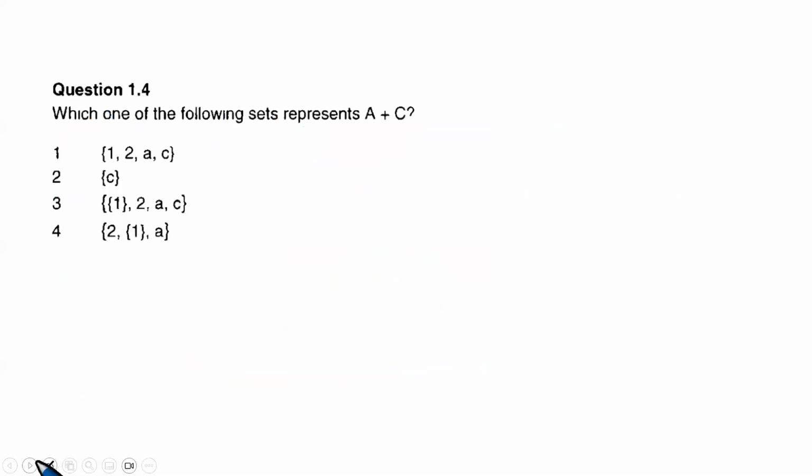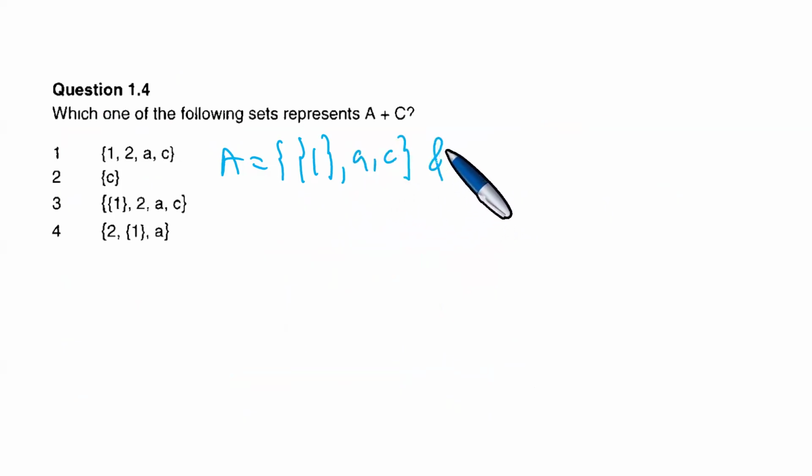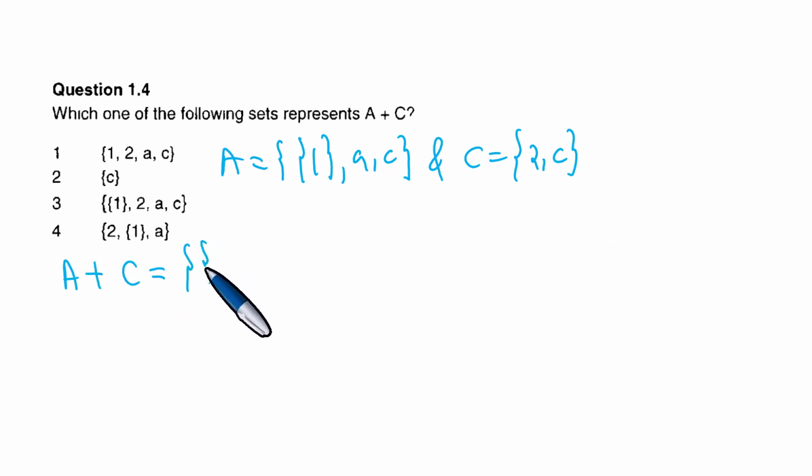Right, so now we're going to actually look at the sum of the two sets, A and C. So if we take note and remember that the set A itself contains 1 as a singleton, but also it contains the following. It contains A and C. We'll remember from the given information, C contains 2 and C. A plus C, right, A plus C, plus 2C.